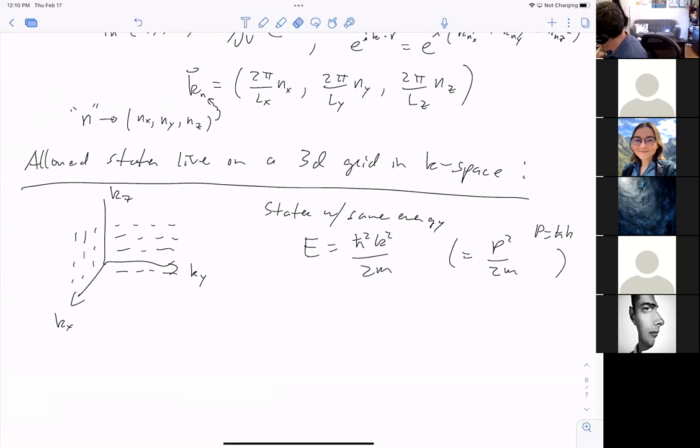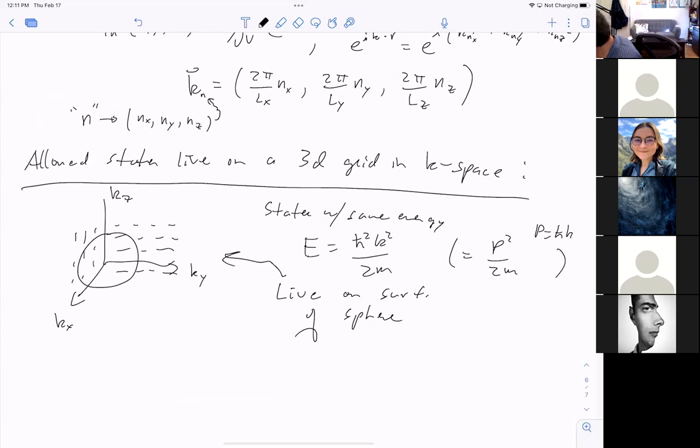So if I want to look at the set of all states that have the same energy, what does that set look like? Tell me. A shell. Yeah, exactly. It's just a shell, a spherical shell. States with the same energy live on the surface of a sphere. That's right. Good. So that's the picture you should have in your mind.